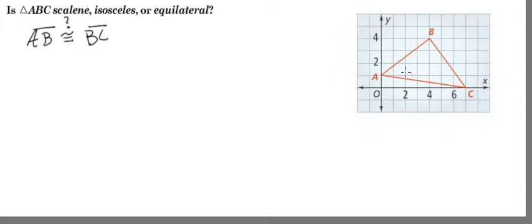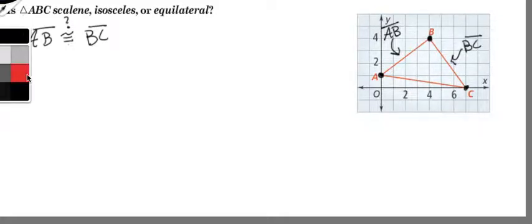Let's prove them congruent. Let's find the distance between A and B, and then from B to C. I'm going to let this be length AB. This is segment AB, and this is going to be segment BC. Okay? We're going to go up by how many units? In fact, I'll do this in a different color. To go from A to B, you're going to go up 1, 2, 3 units, and then 1, 2, 3, 4 to the right.